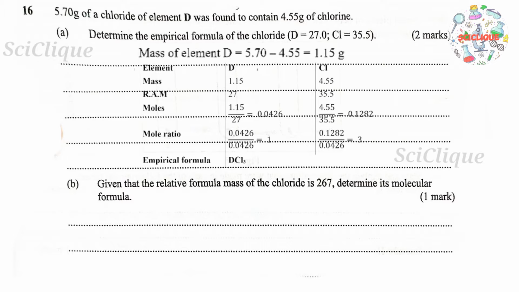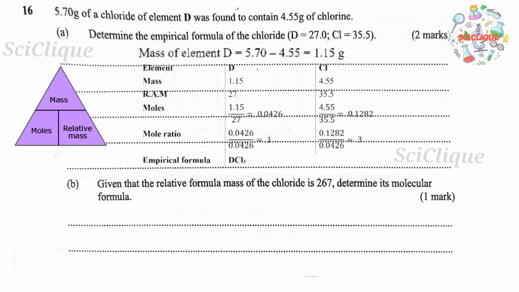Our next step is inputting the relevant RAMs. The relative atomic mass of D as provided is 27. That of chlorine is 35.5. Next step, finding the number of moles present in D and chlorine. To find the number of moles, we are going to use the formula mass over RAM.